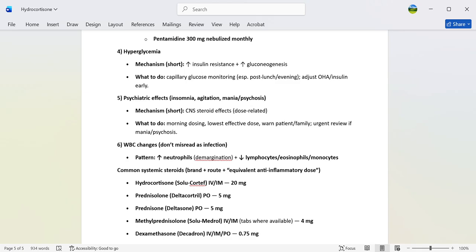Also, it does cause changes in differential leukocyte count. It increases neutrophils and decreases the rest of the leukocytes. It increases neutrophils by demargination, ultimately leading to an increase in the neutrophil to lymphocyte ratio.